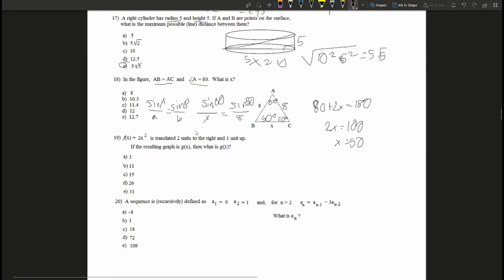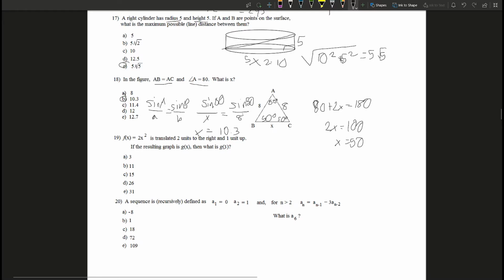And then by rearranging those, we should find that our answer is 8 multiplied by sine 80 divided by sine 50. And that's going to give us 10.3, which is letter B right here.